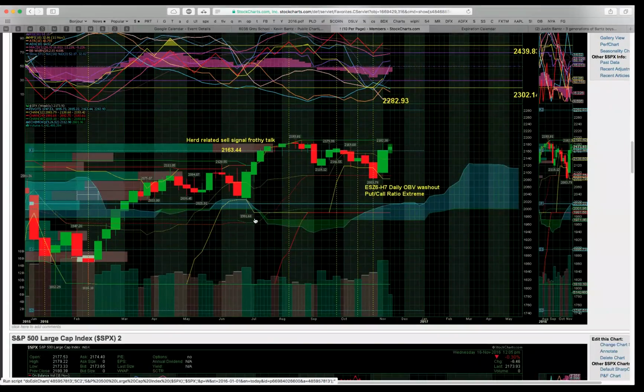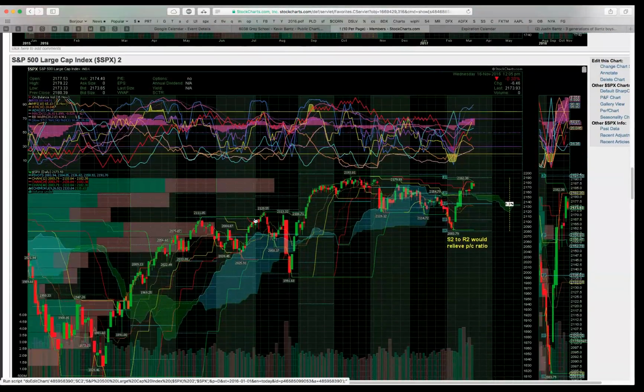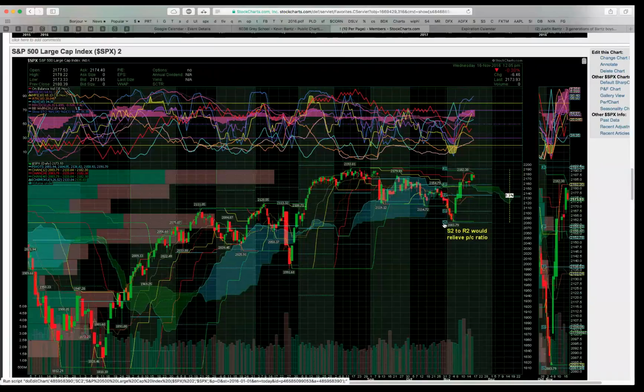You get whipped back and forth. After a while, you begin to give up. Heroes are talking about moving from S2 to R2. It's at 2191. So it's a 5% move up. Okay. It did relieve the put call ratio. All right. Now they're all buying calls, but you can see here that washed it out and they're coming back in.